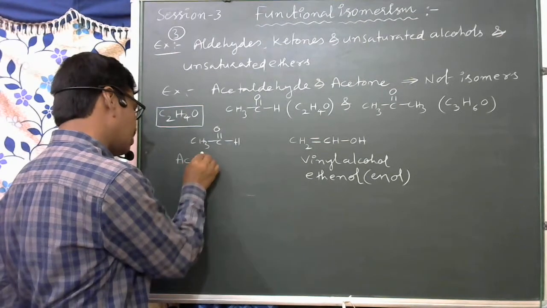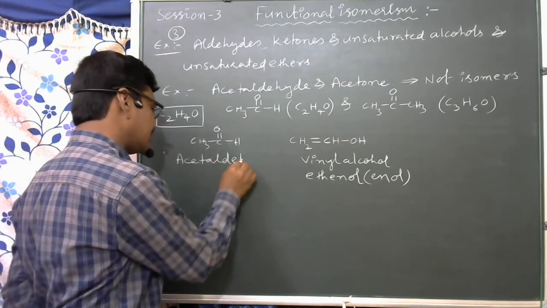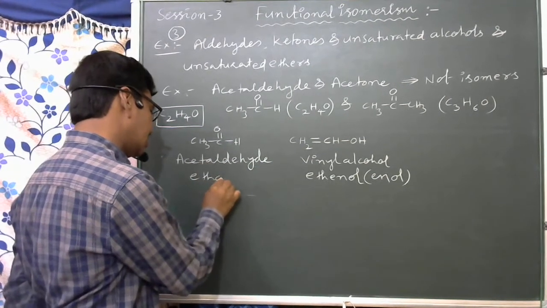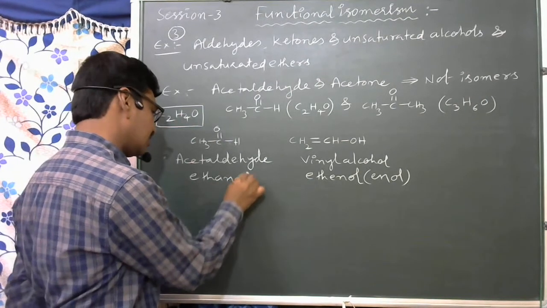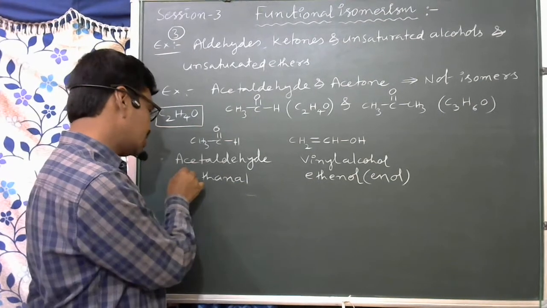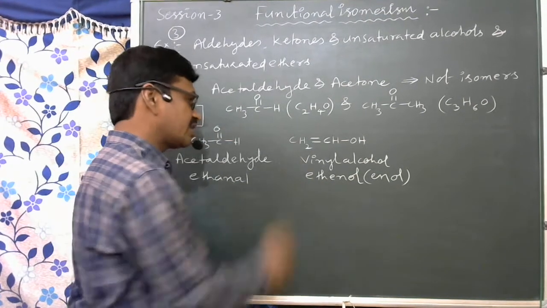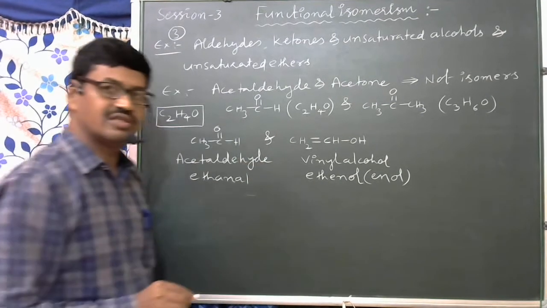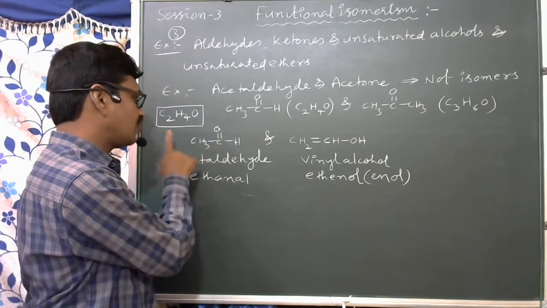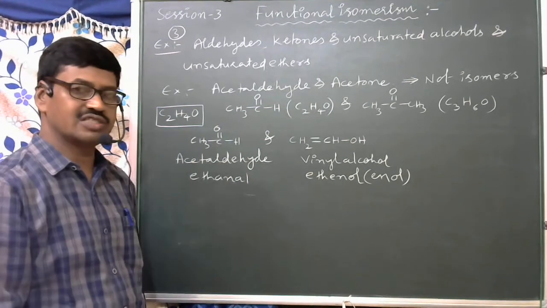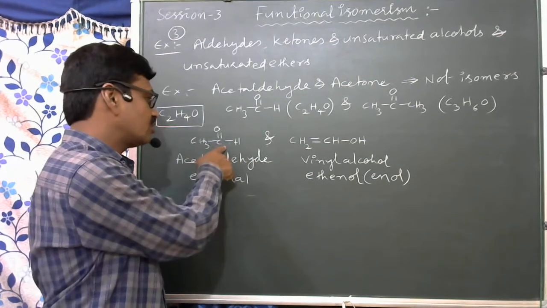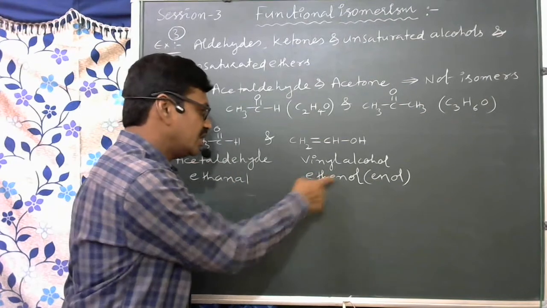This is acetaldehyde, the common name, and its IUPAC name, with two carbons, is ethane and "al", not "ol": ethanal. Ethanal is the IUPAC name. So these two are functional isomers, because both have the same number of carbon atoms, hydrogens and oxygens, the same molecular formula. These two have identical molecular formula and differ in their functional groups. Here is the aldehydic functional group, and here both ene and ol are present.